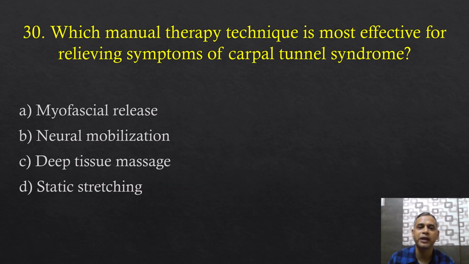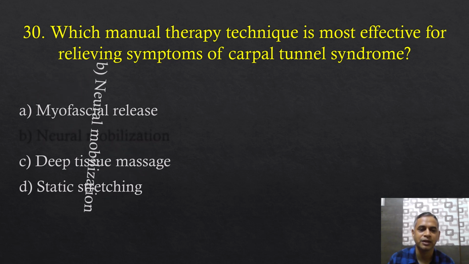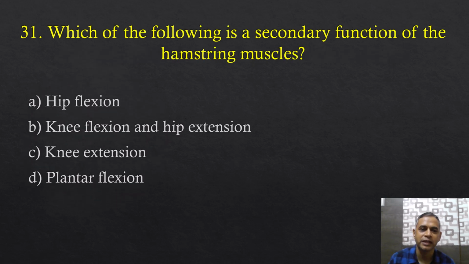Number 30. Which manual therapy technique is most effective for relieving symptoms of carpal tunnel syndrome? A. Myofascial release. B. Neural mobilization. C. Deep tissue massage. D. Static stretching. So the answer is neural mobilization.